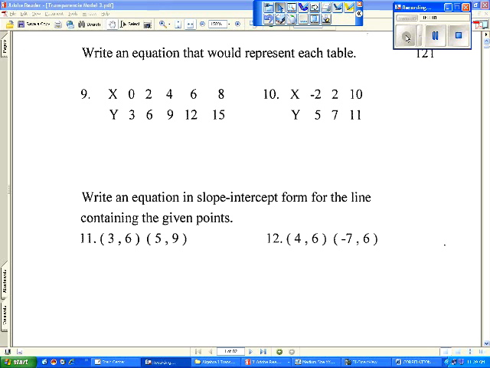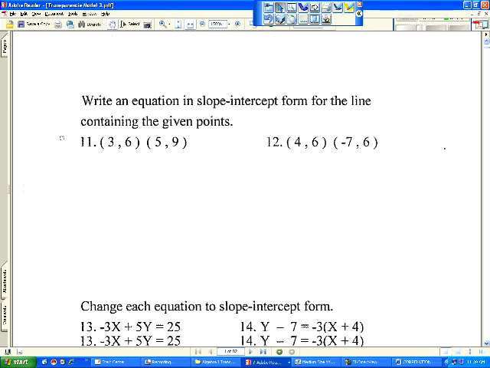All right. Chapter 4 review, part 2. We're on page 121, question number 11. It says, write an equation in slope-intercept form for the line containing the 2 points.